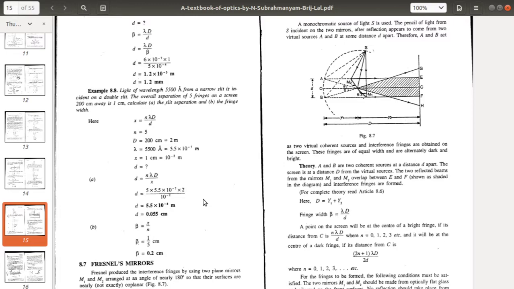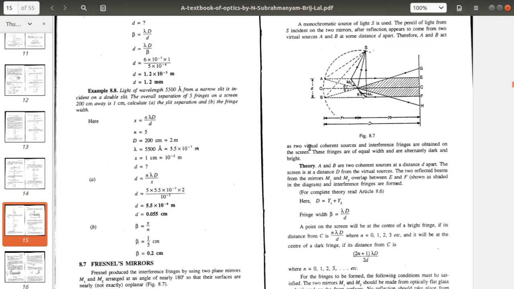So Fresnel produced the interference fringes by using two plane mirrors. With just two mirrors, he produced the interference fringes. We will discuss now how these fringes are produced using two mirrors.